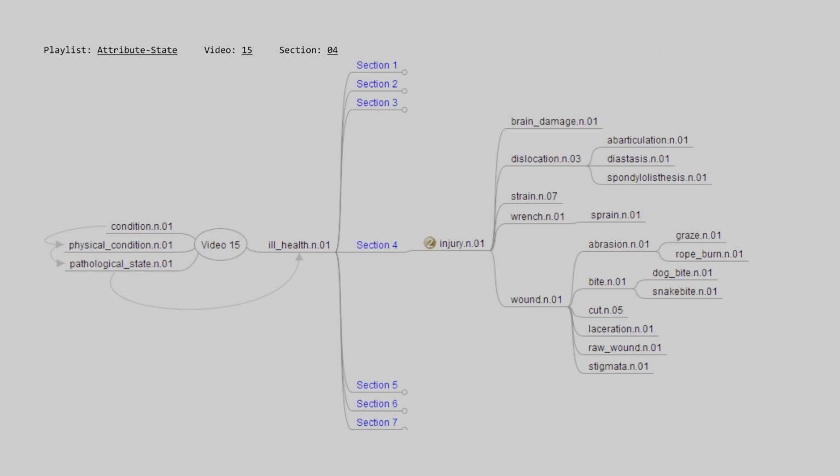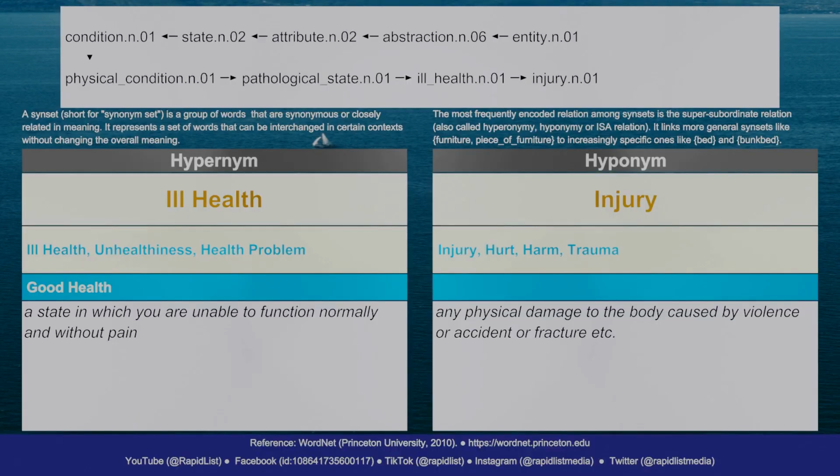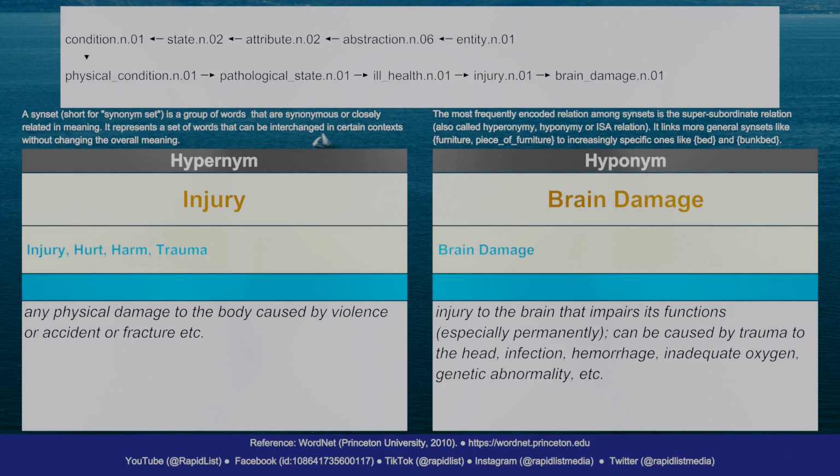Section 4. In this section, we will explore injury part 1. Injury. Any physical damage to the body caused by violence or accident or fracture, etc. Brain damage. Injury to the brain that impairs its functions, especially permanently, can be caused by trauma to the head, infection, hemorrhage, inadequate oxygen, genetic abnormality, etc.